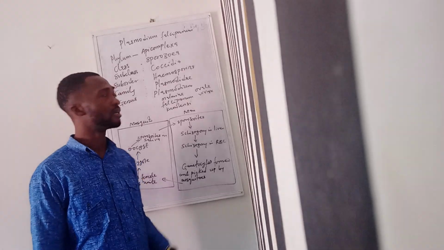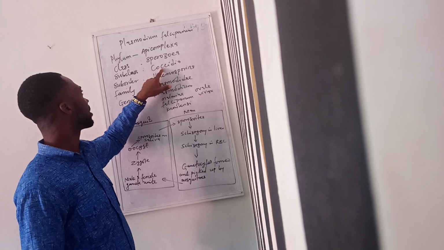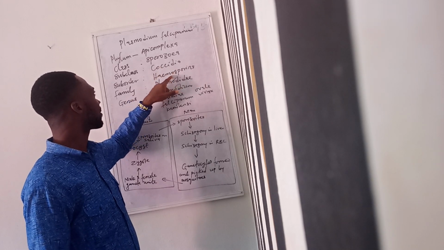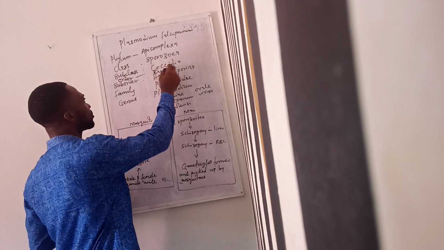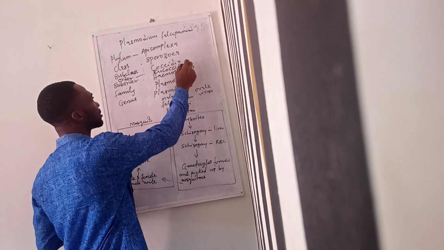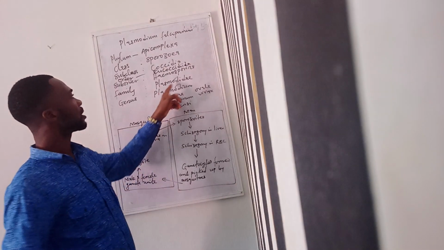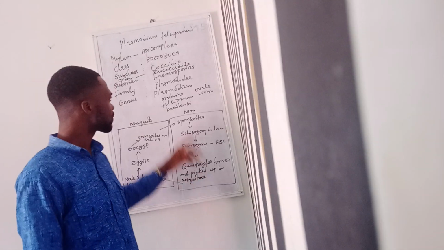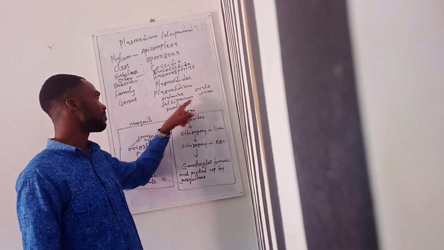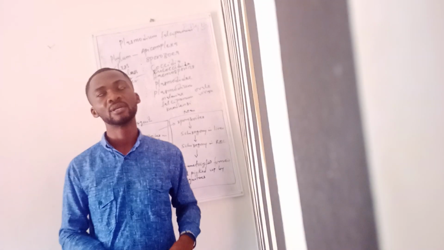Now the class is Sporozoa. Then the subclass is what they call Coccidia. Then the order is Eucoccidiida. Then the suborder is Haemosporina. Then the family is Plasmodiidae. Genus is now Plasmodium. Then we now have the five main species: malariae, ovale, falciparum, vivax, and knowlesi. So one thing I want you to understand about this parasite is that it is a hemoparasite.